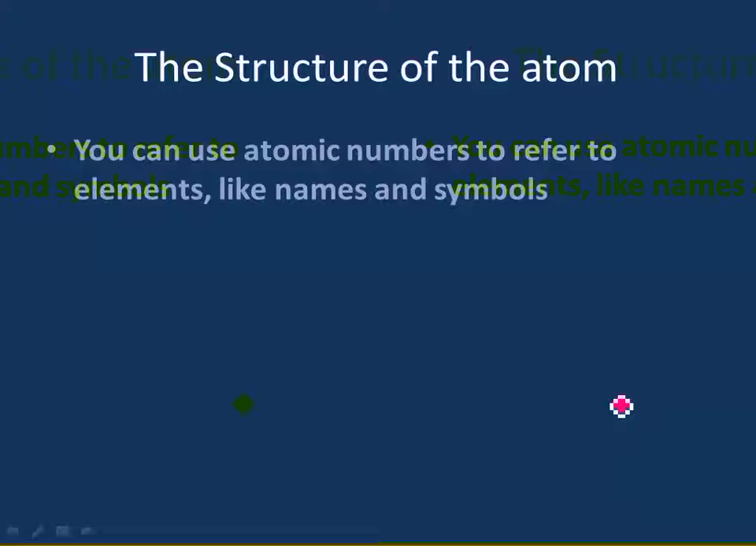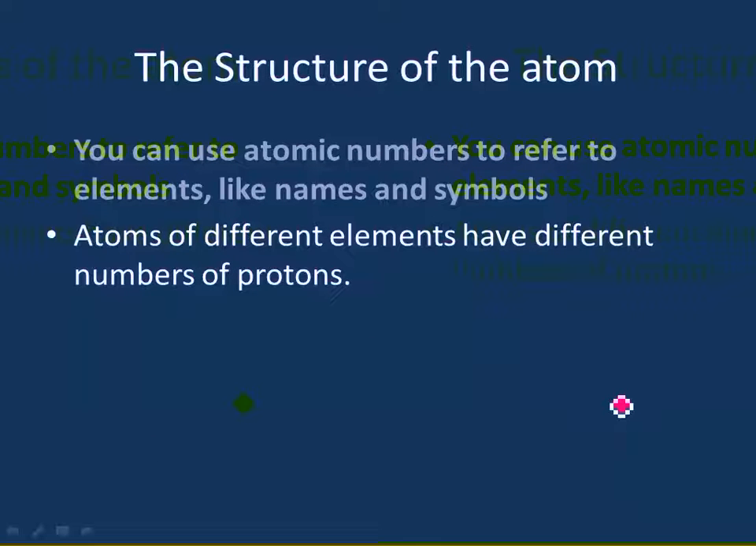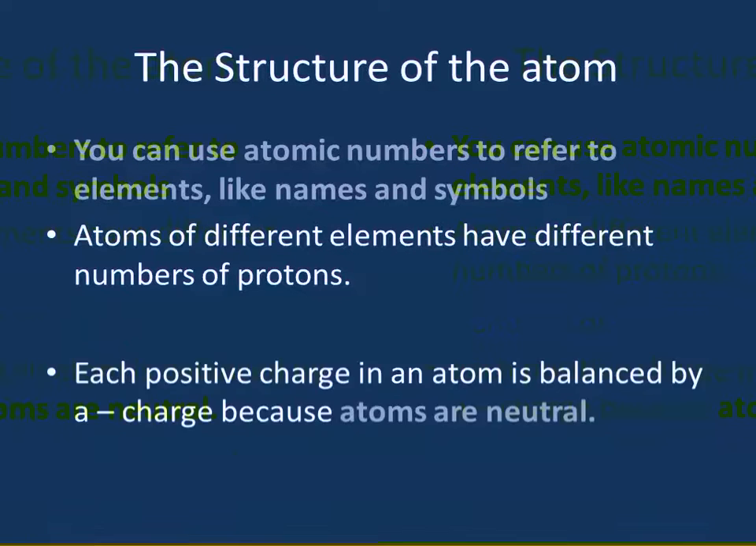So the name, the symbol, the name of the element, the number of protons, they're all synonyms because they're all unique to the different elements in the table. Atoms of different elements have different numbers of protons. So carbon has 6, nitrogen has 7, and oxygen has 8. So they're all different from each other.